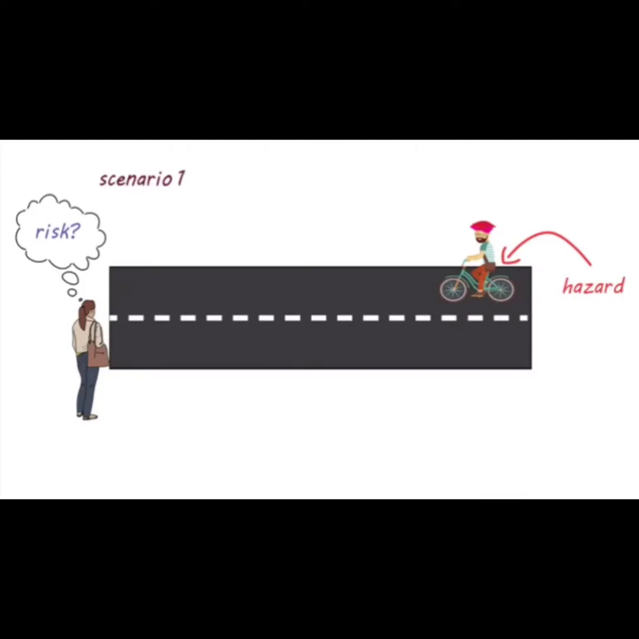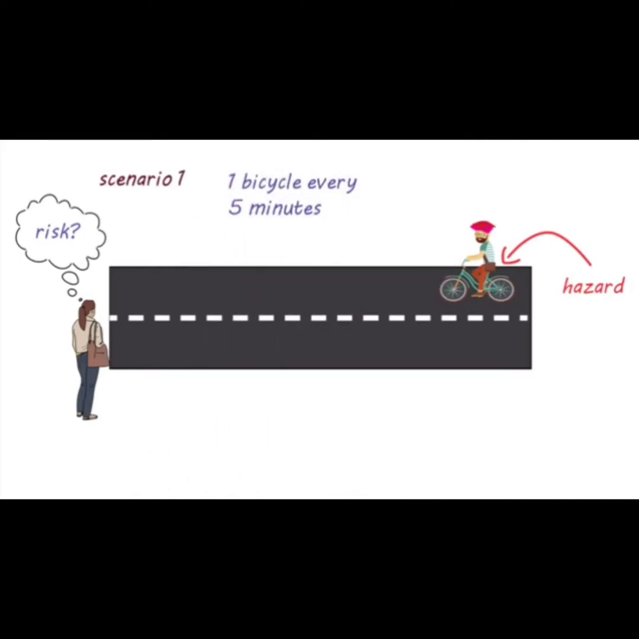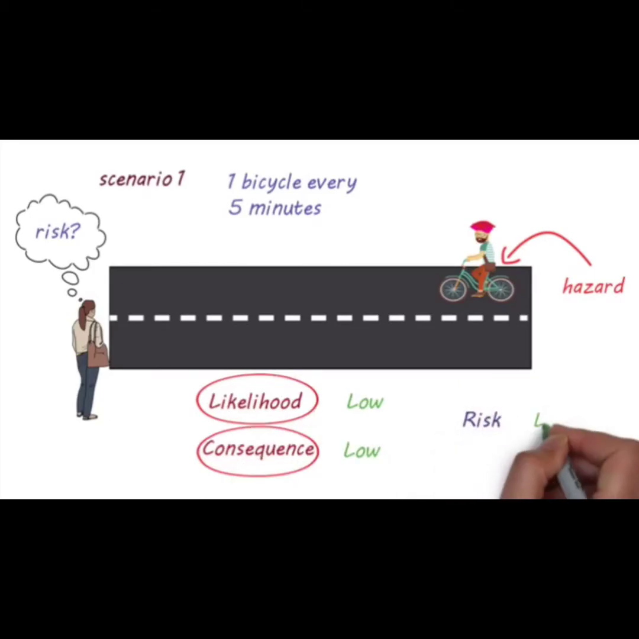Let's also assume that the road is not that busy and there's only one bicycle every 5 minutes on that road. Now, because bicycles don't go on that road very often, the likelihood of the bicycle crashing into you is low, right? If the bicycle does crash into you, the consequence of that would be relatively low, wouldn't it? So in this scenario, the likelihood and the consequence are both low. Therefore, the overall risk is low.